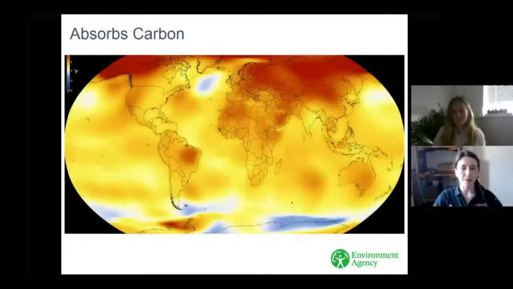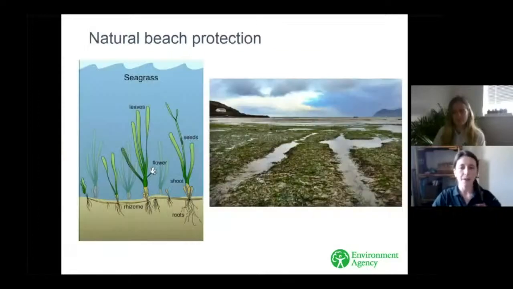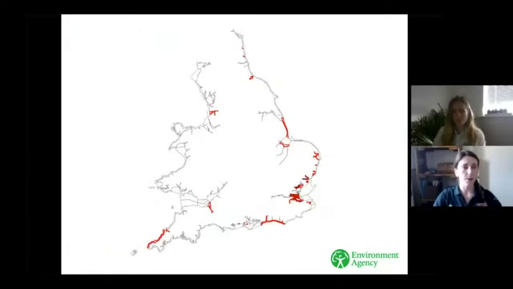Because it is a plant, it absorbs carbon during the process of photosynthesis, and this helps mitigate the effects of global warming. And because the roots penetrate into the seabed, seagrass meadows can help prevent beaches from being eroded by the sea and provide us with important natural sea defence. However, despite all these benefits, we have lost over 90% of our seagrass meadows.